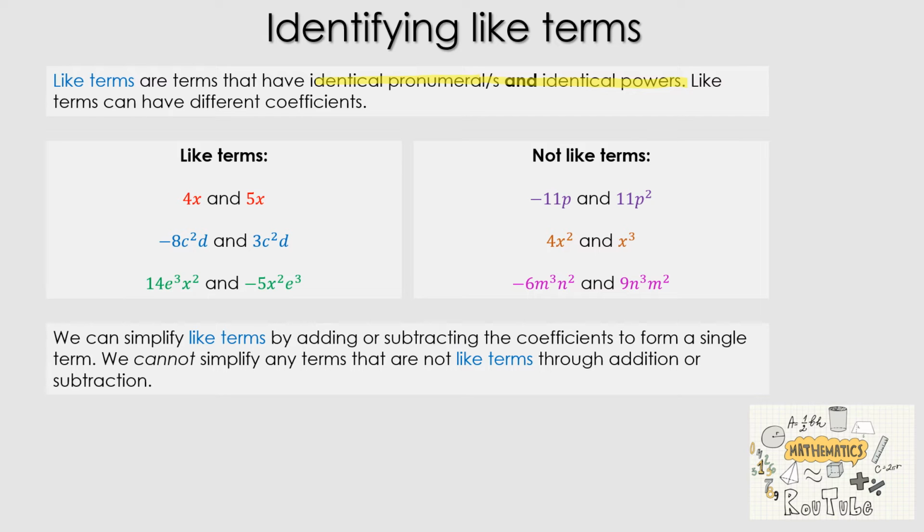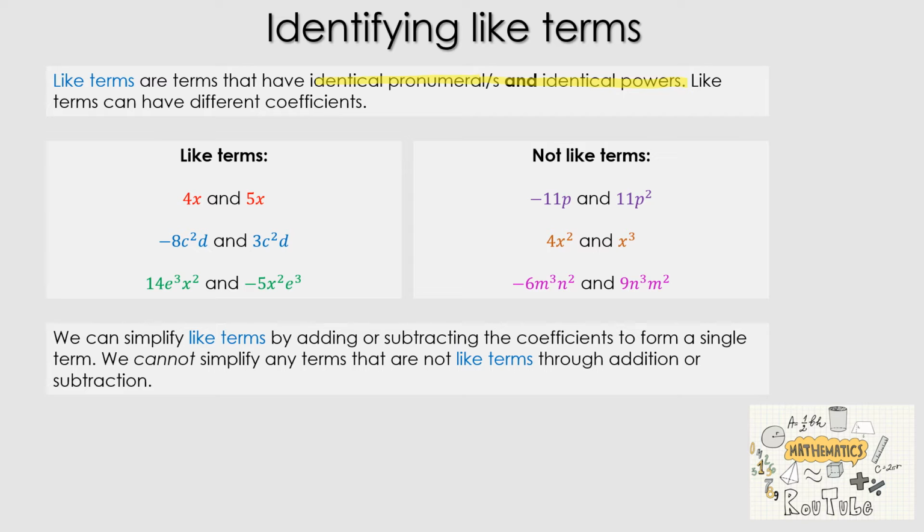So here we've got 14 and negative 5, different coefficients, which we know is fine. And then we've got e to the power of 3 in both terms, and x squared in both terms. So just because they're written in a different order doesn't mean anything. As long as I've got the same variables and the variables are raised to the same power, they are like terms.